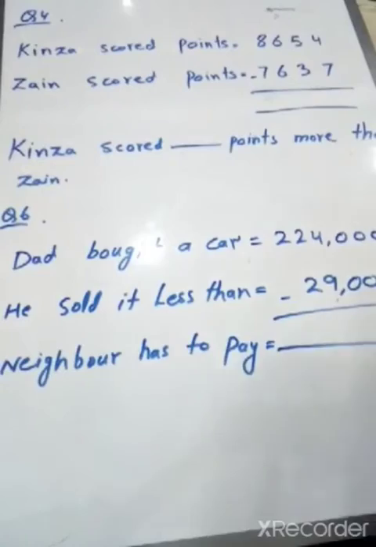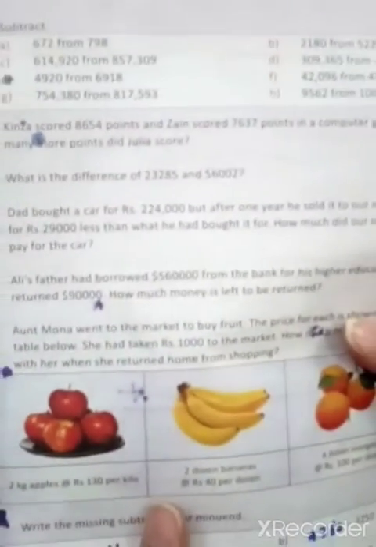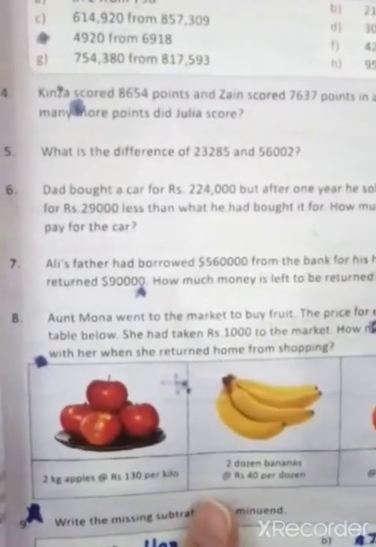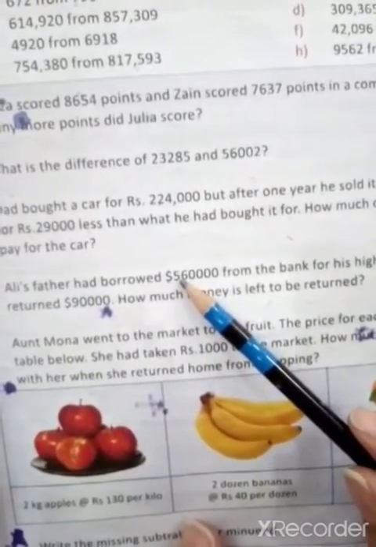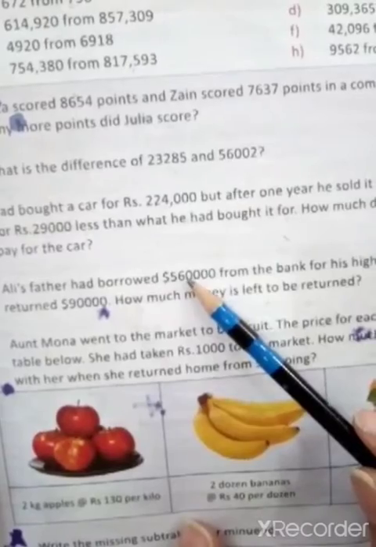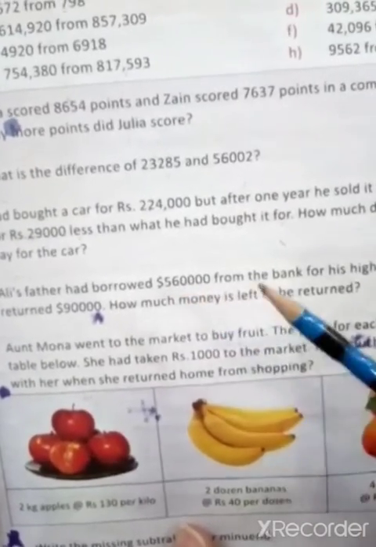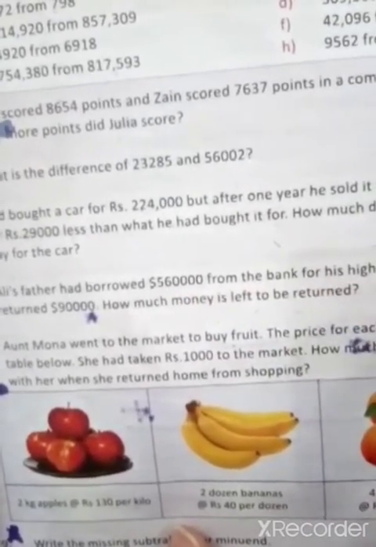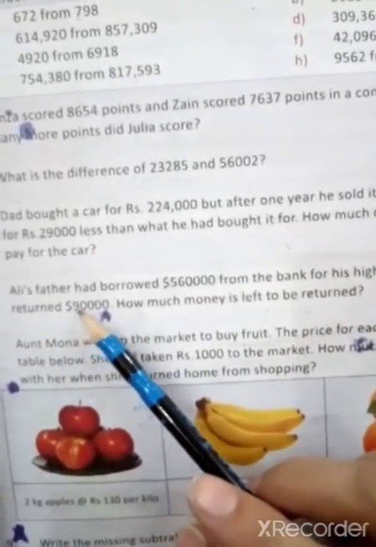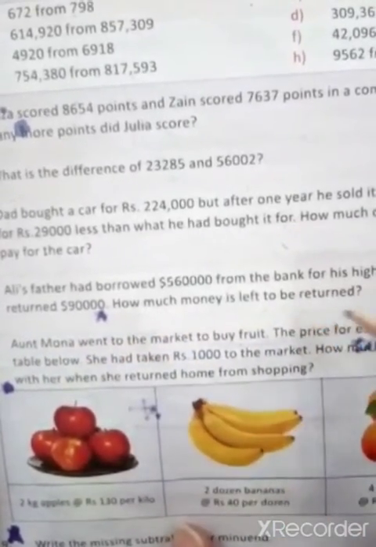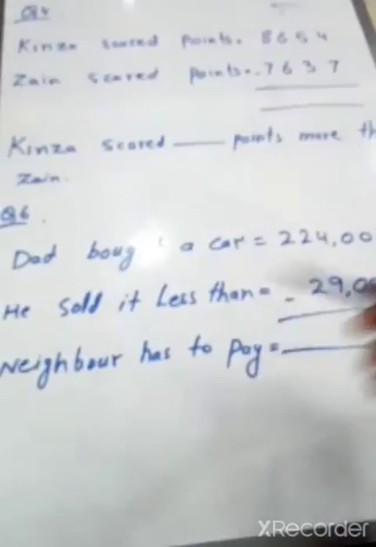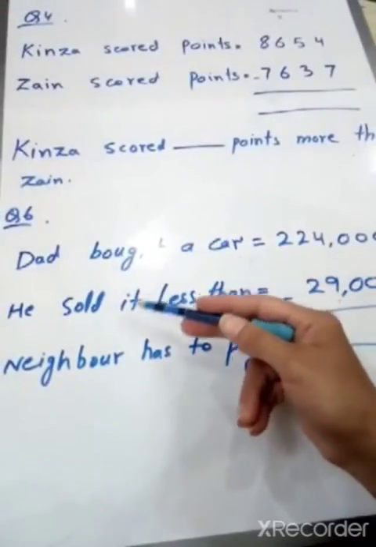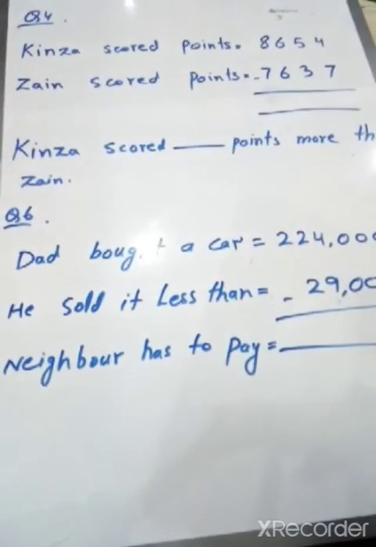Now move on to question number 7. Question number 7 is, Ali's father had borrowed $560,000 from the bank for his higher education. He returned 90,000 only. How much money is left to be returned? Same as question number 6, you have to write the data on the left side and make the sum on the right side and solve it. Do that question by yourself.